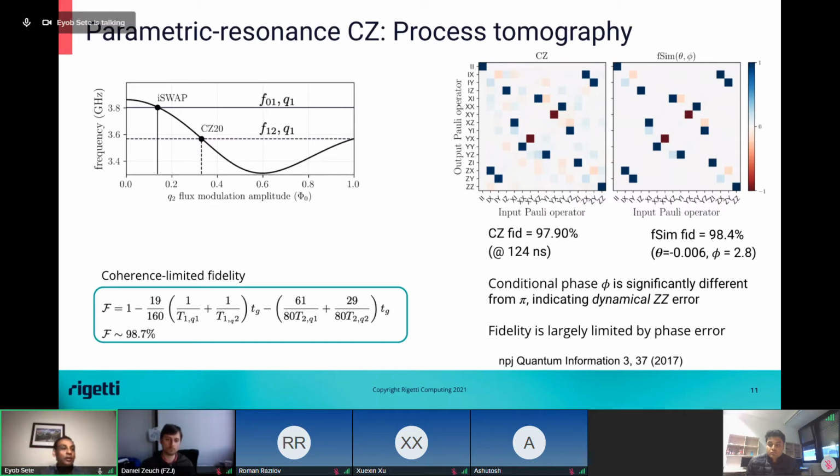If you look at the coherence limit from measured T1 and T2, it's 98.7%, which is really far from what we measured. So again, for CZ, the fidelity is largely limited by the phase error as opposed to coherence time. One of the things that could improve this is using optimal control. I think Felix and others have this nice paper from 2017 where we can use that method.